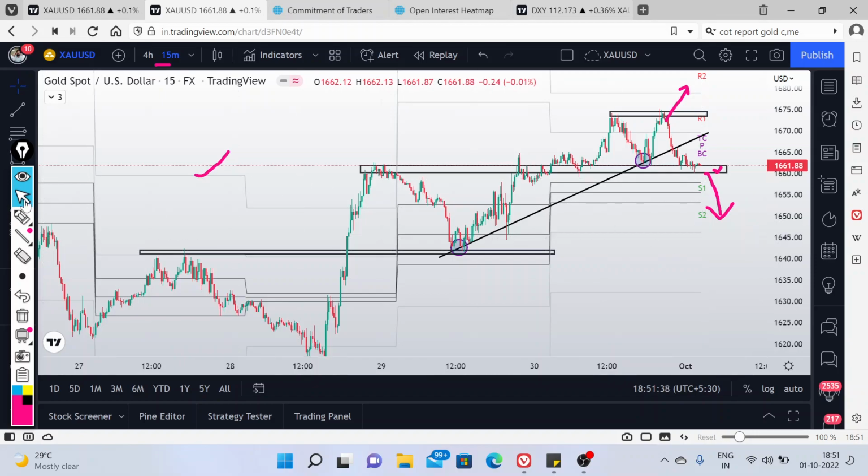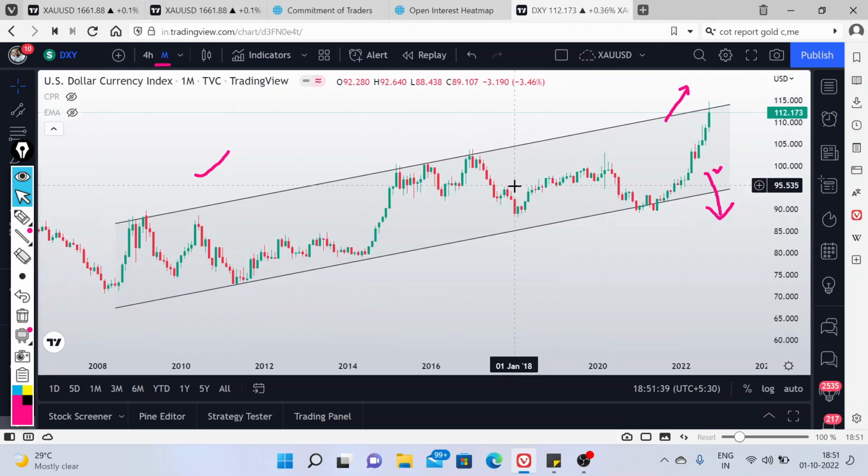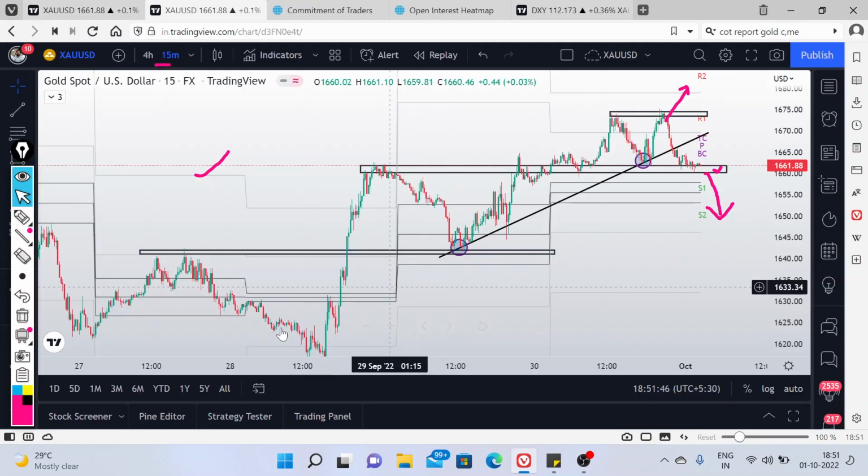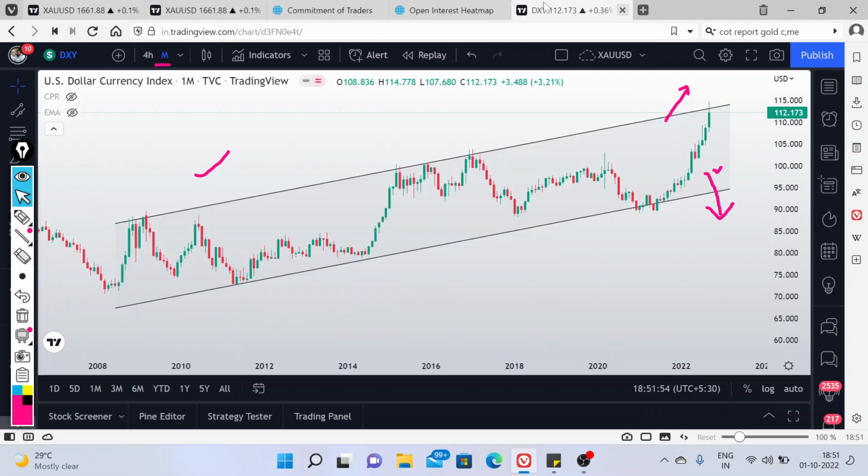And if we look at the DXY chart, we get some help from DXY and gold. We have seen that in the last 3 days gold tried to test 1680 but failed. But overall we are getting some help, because you can see this is the ascending channel that DXY is currently following. But this is a very good resistance trend line, as you can see.